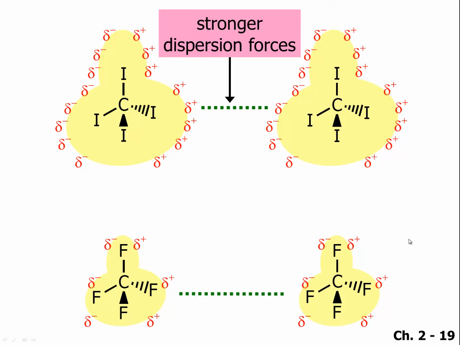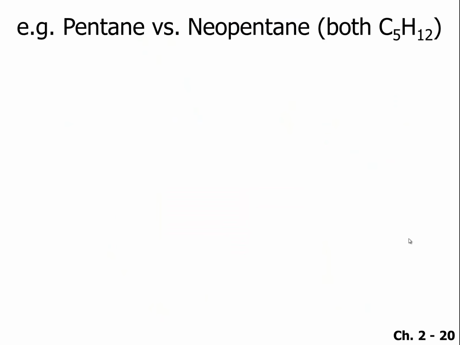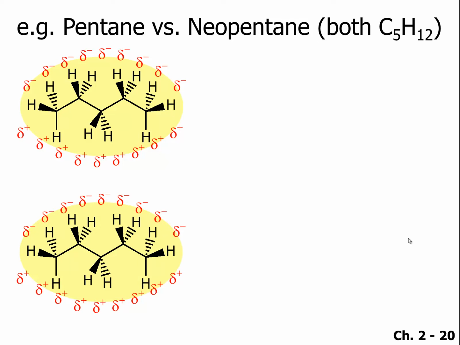All right, so let's look at surface area. Let's look at pentane versus neopentane. So here we've got two molecules. They're exactly the same molecular formula. The only difference is how they're attached. In this case, we've got just regular pentane, so we've got all 5 of our carbons in a row. And of course, here we've got the greater surface area.